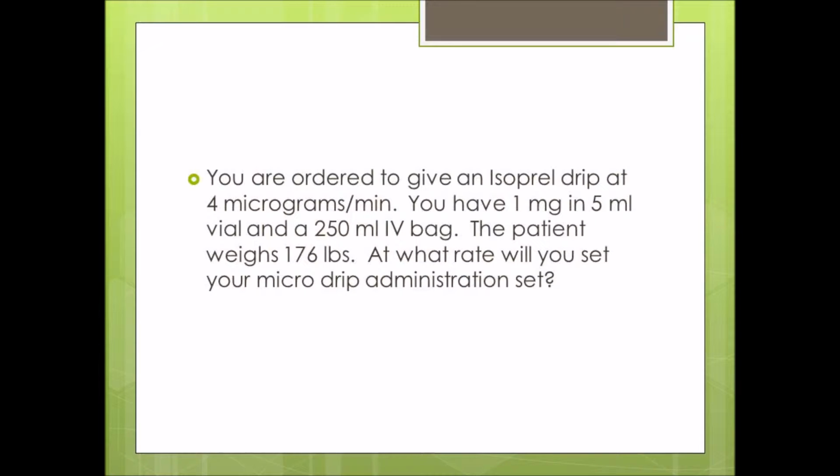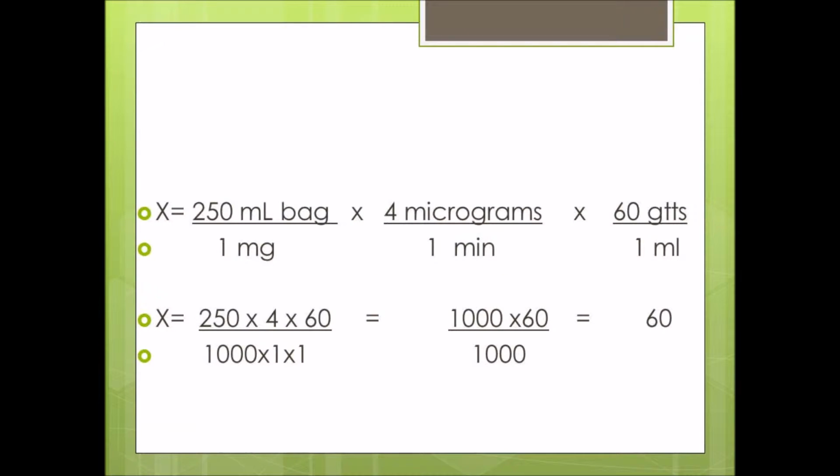So we put our 250 milliliter bag divided by the amount inside, which is 1 milligram. We multiply that by our dose ordered, which is 4 micrograms per minute, and we have the 60 drop set. Now remember, 4 micrograms is a smaller number, so we're going to convert our milligrams into micrograms. That makes our milligrams 1,000 micrograms. So we carry our formula down, 250 times our 4 times our 60 drip set divided by our 1,000 micrograms.